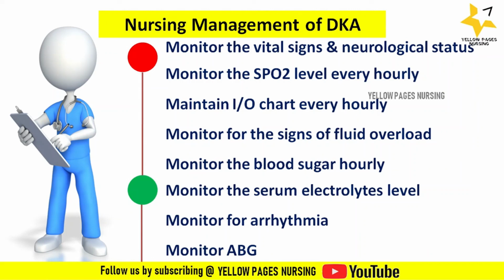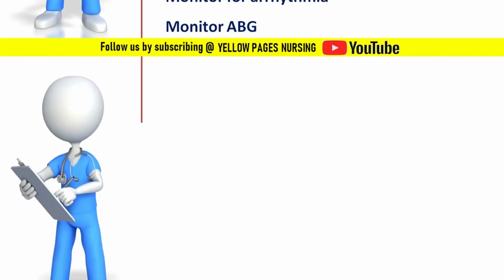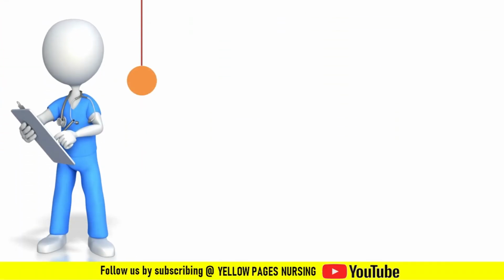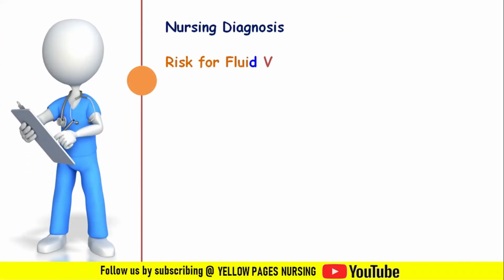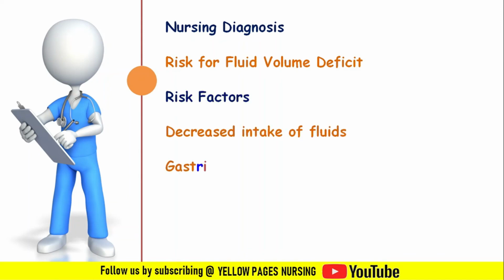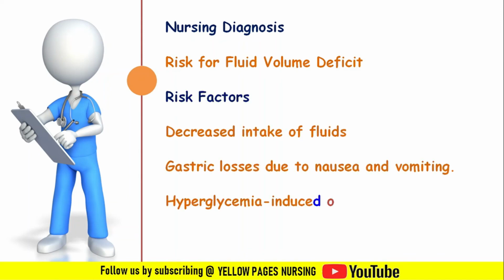And monitor ABG. The important nursing diagnoses for diabetic ketoacidosis include risk for fluid volume deficit related to risk factors like decreased intake of fluids, gastric losses due to nausea and vomiting, and hyperglycemia-induced osmotic diuresis. So here you go with diabetic ketoacidosis.